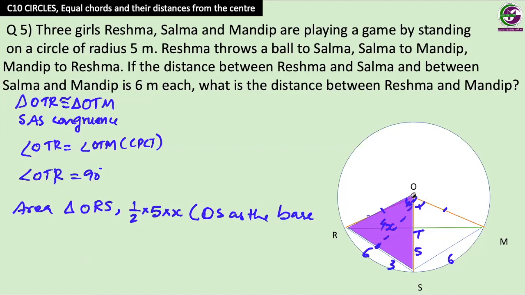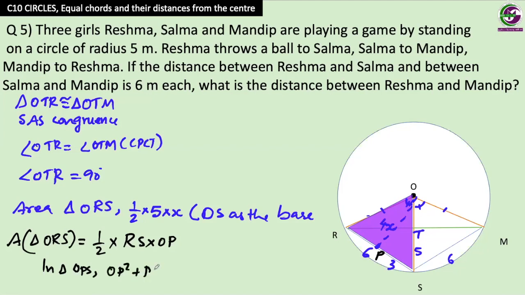Now let us consider the triangle ORS with RS as the base. So again, we can say area of triangle ORS is equal to half times the base, which is RS, times the height, which is OP. And we can see that OP square and PS square will give you OS square, because that is a right triangle. So in triangle OPS, OP square plus PS square is equal to OS square.